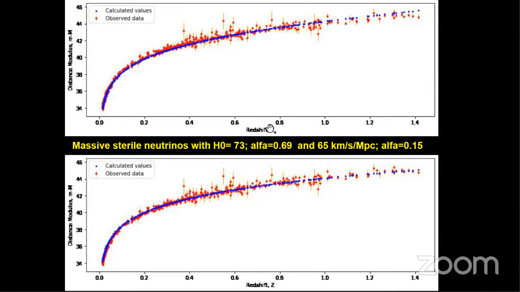This is the data concerning massive sterile neutrinos, that means the energy density falling as 1/a^3 as the universe expands. The upper panel is for the Hubble constant 73 kilometers per second per megaparsec, and this gives us the alpha parameter to be 0.69, while the lower panel corresponds to the lower value of the Hubble constant, and here the alpha is somewhat smaller. One can see that there is a good fit up to high redshift type 1a supernovae for 65 kilometers per second per megaparsec, while for the higher Hubble constant, the last few points fall below the theoretical values. Next slide, please.